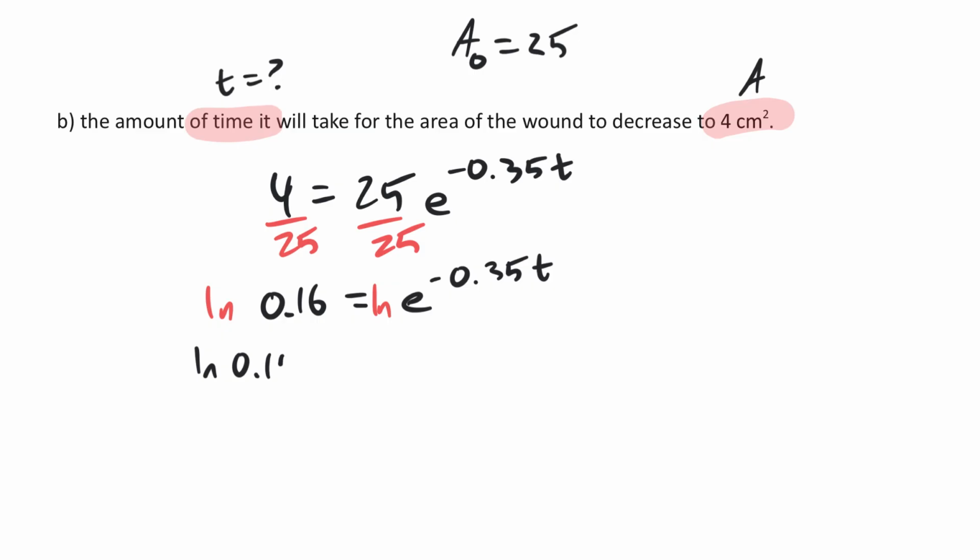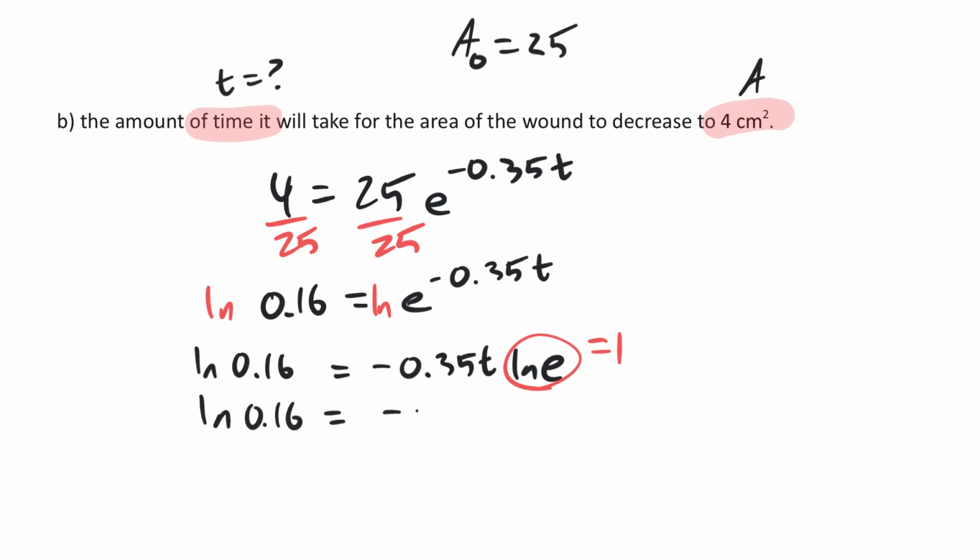So ln of 0.16, I don't want to type that on my calculator because I know it'll be too many decimals and I need the exact value. Here we can bring down the negative 0.35t using our log laws. And of course, ln of e is just going to equal 1, so I can put that in. So ln 0.16 equals negative 0.35t times 1, doesn't matter. Let's divide out the negative 0.35. And so now I type that in on my calculator. Let's take a look.